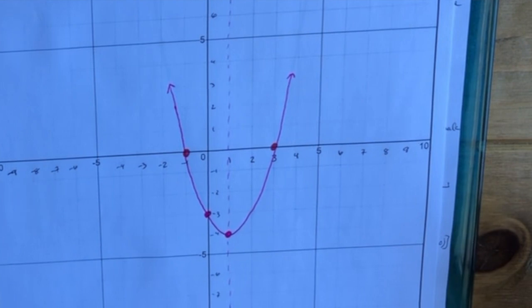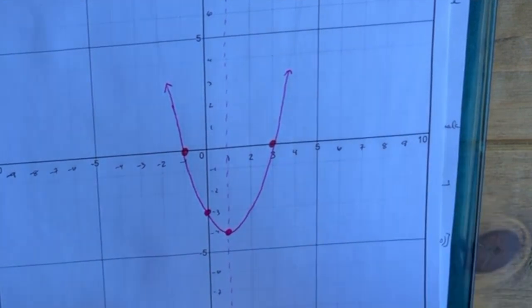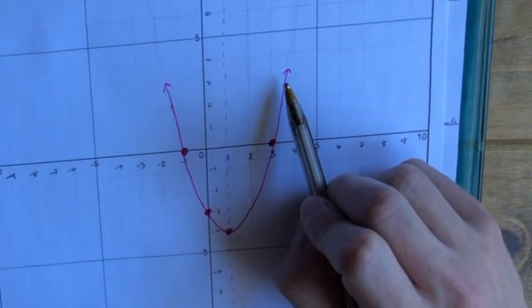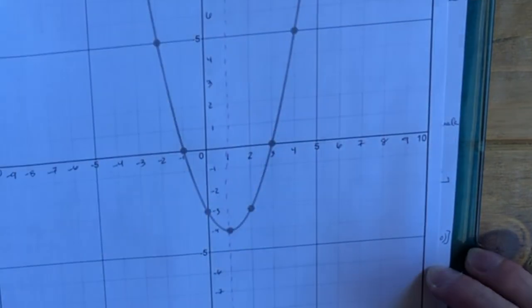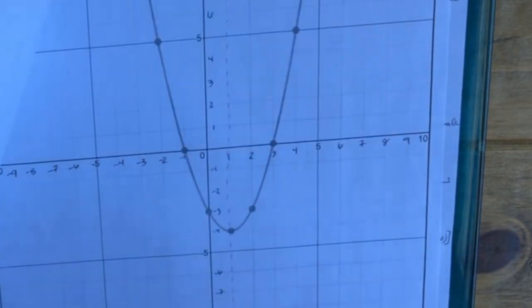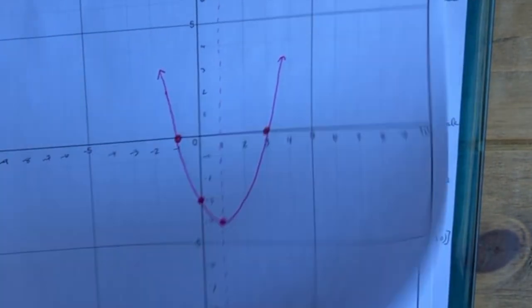So that's going to be our quadratic. And we could say at that point that we've finished graphing our quadratic. With the arrows at the end, we've indicated that it continues. This pre-made graph actually does continue to the edge of the paper, but it's the same idea.